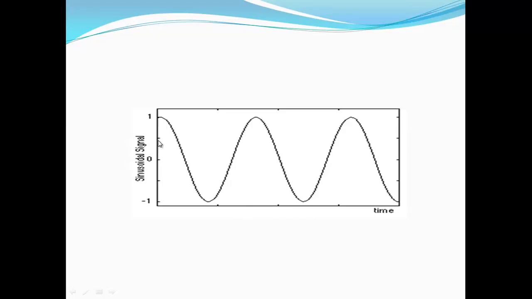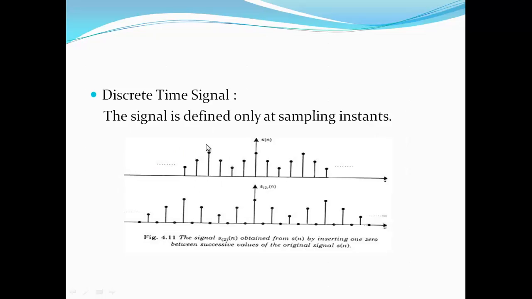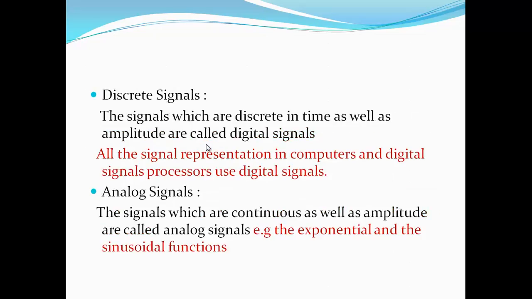There is no break in amplitude. You see, there is no break in the amplitude. So it's continuous in time as well as continuous in amplitude. So it is an analog signal. See, it's simple, no confusion. If it is discrete in time, then you have the discrete time signal. If it's discrete in amplitude, then you have the discrete amplitude signal. If it is discrete in both, that makes it a discrete signal. Same is the case with analog signals. I hope it's clear.